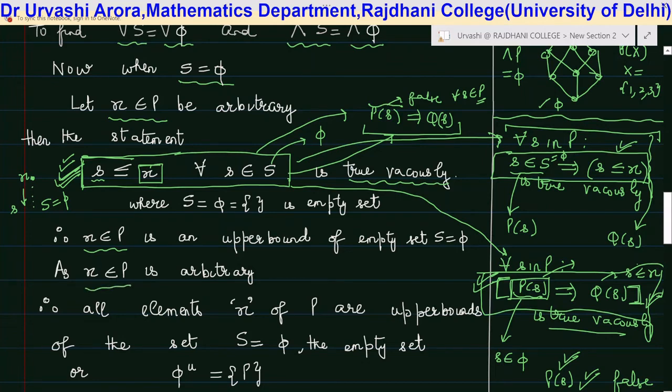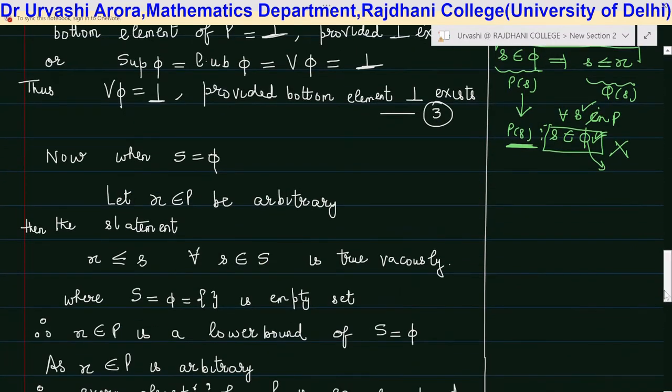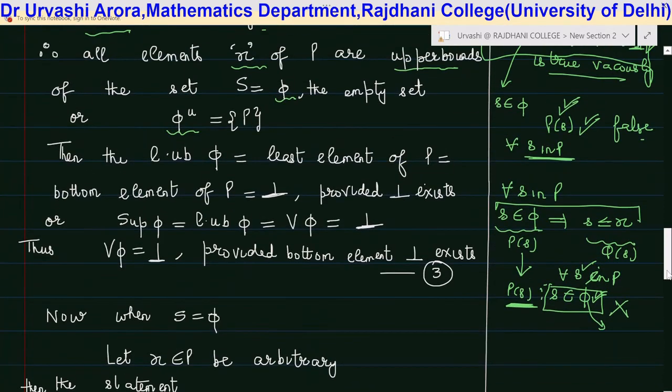But x belonging to P, as we have seen, was an arbitrarily chosen element. So this means that the statement which I have written in the box is true for all elements x belonging to P, which means that every element x belonging to P is acting like an upper bound for the empty set phi. Or if you collect all the upper bounds of the empty set phi, which means phi^u is the set of all upper bounds of phi, then phi^u consists of the whole set P. So phi^u is equal to P.